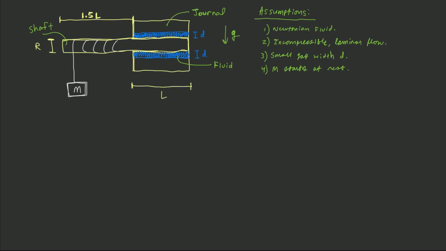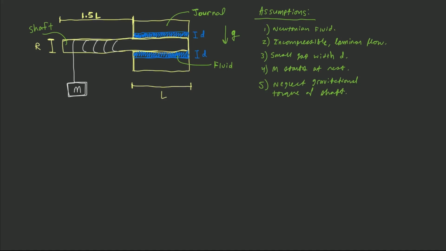I'm going to add one more fundamental assumption here, and that is to neglect gravitational torque. Specifically, we're going to neglect the gravitational torque of the shaft. The shaft has some weight, and that weight is going to apply some kind of torque on the shaft. We're going to neglect that self-weight torque of the shaft.